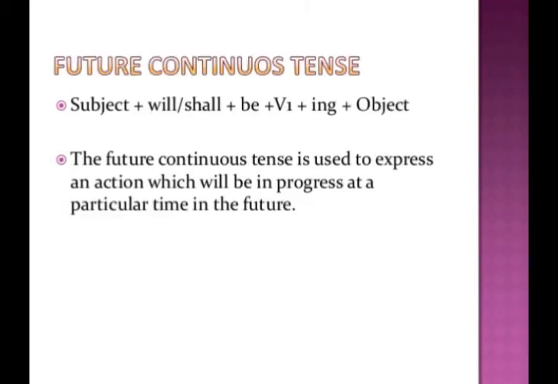Now come to the next one. It's future continuous tense. Subject plus will or shall plus be plus first form of verb plus ing plus object. The future continuous tense is used to express an action which will be in progress at a particular time in the future. Means action जो future में continuity में होगा, that comes under future continuous tense.